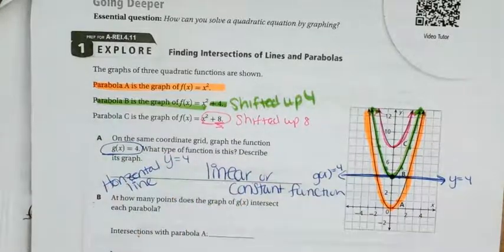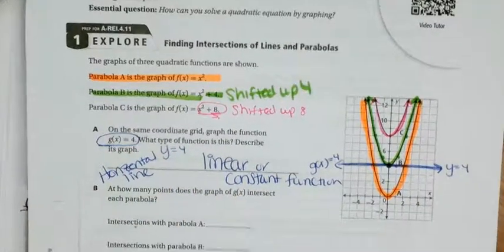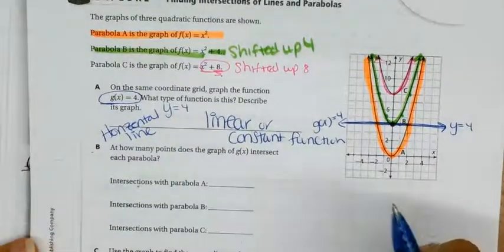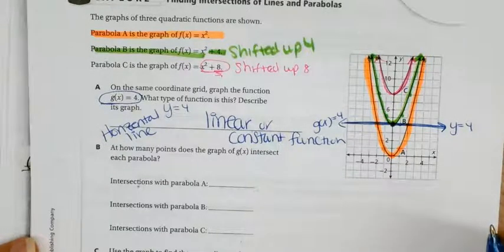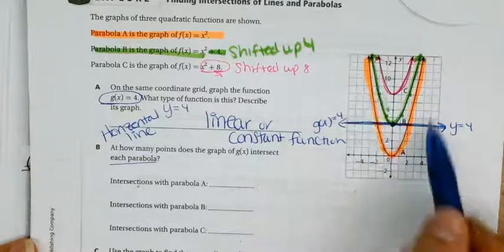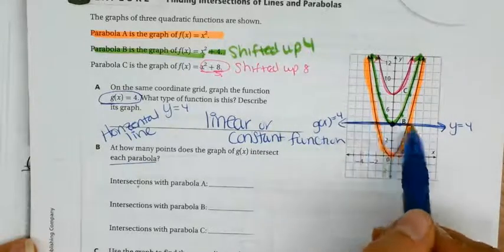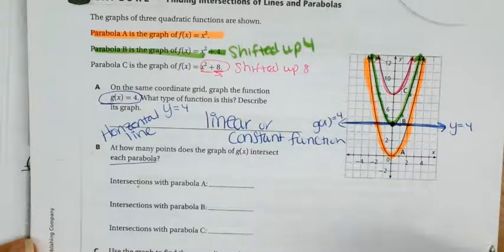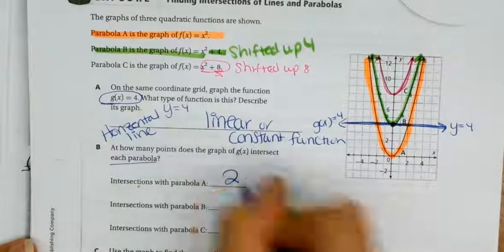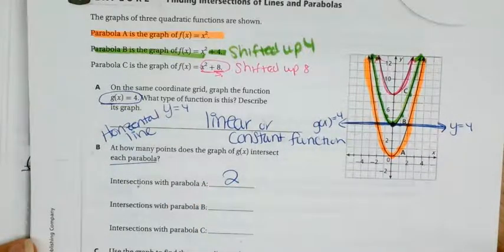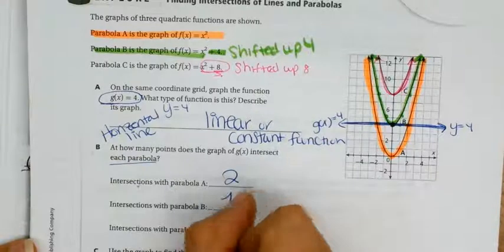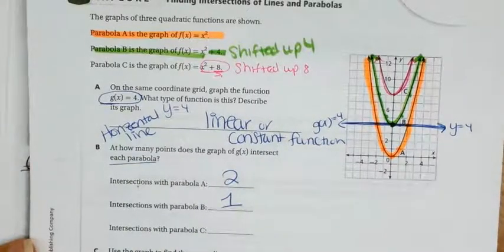Horizontal lines have what kind of slope? Horizontal, 0 slope. At how many points does the graph g of x intersect each parabola? So with A, where does g of x intersect A? How many points? This blue line and the orange line. How many times does it intersect it? Twice. How many times does it intersect B, the green one? Once, at the vertex, right? And how about C? 0.